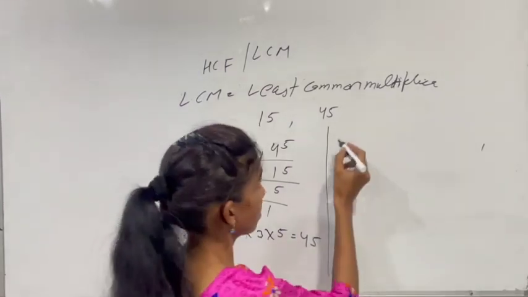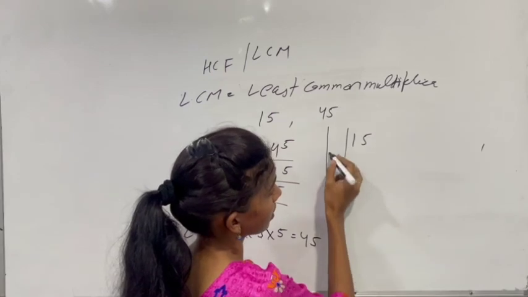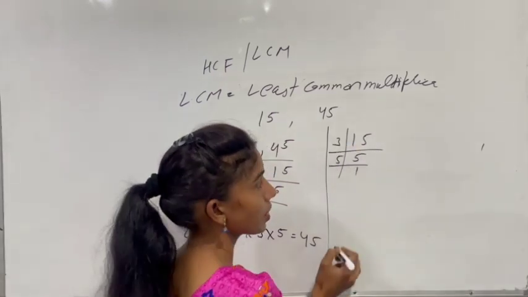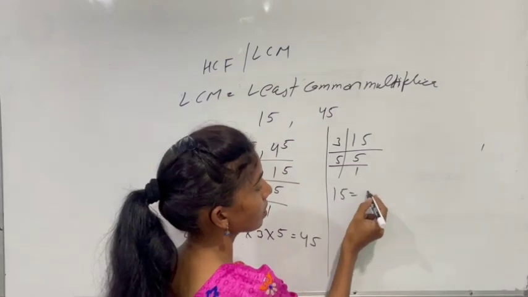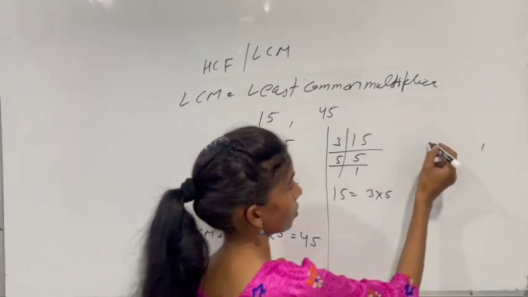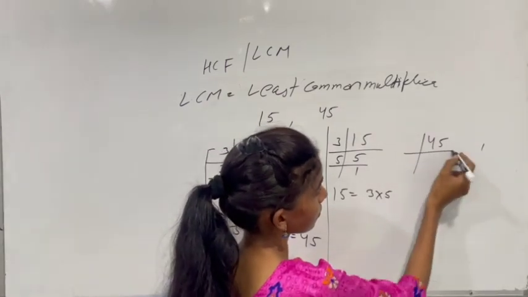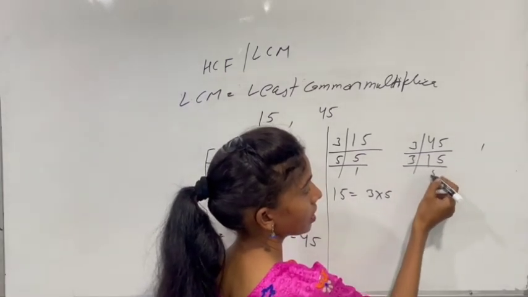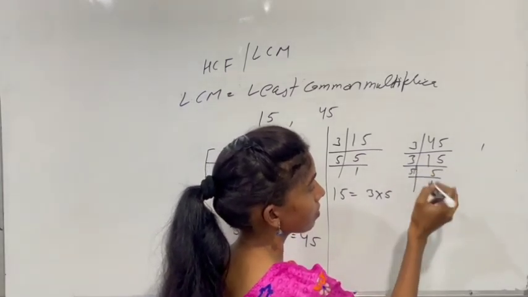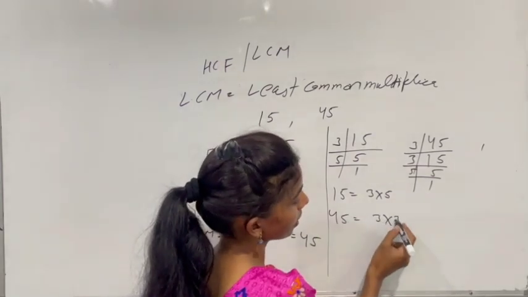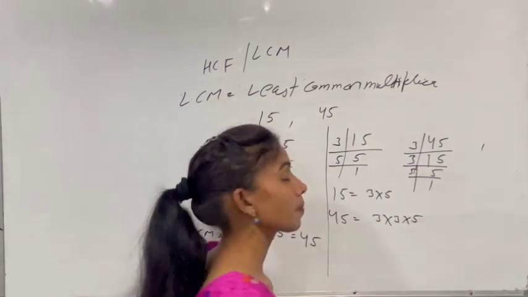Next, we also find LCM by the prime factorization method. Here is 15. Its prime factors: 3 fives are 15 and 5 ones are 5. So the factors of 15 are 3 and 5. In the same way we factorize 45: 3 ones are 3, 3 fives are 15, 3 fives are 15 and 5 ones are 5. So the factors of 45 are 3, 3 and 5.